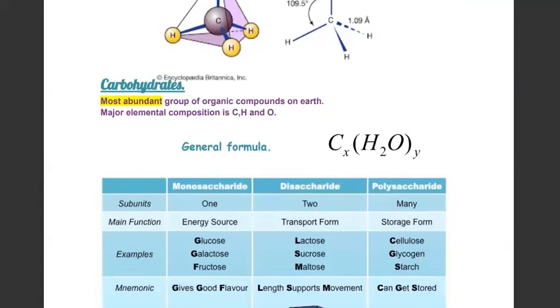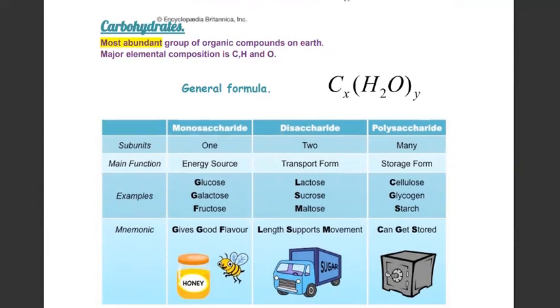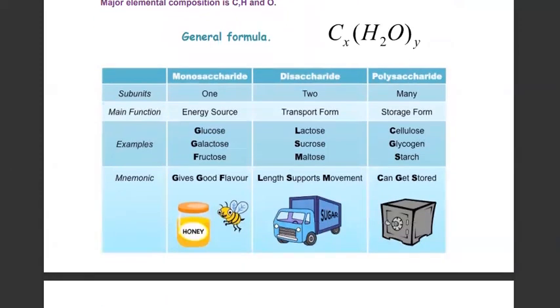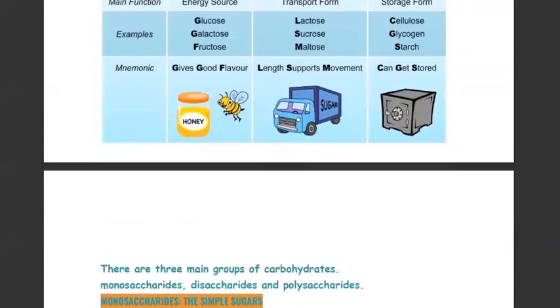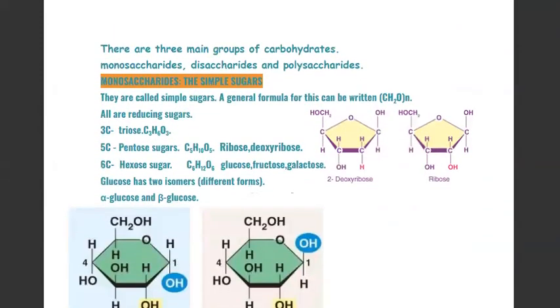Carbohydrates. Most abundant group of organic compounds on Earth. Major elemental composition is C, H, and O. General formula. There are 3 main groups of carbohydrates: monosaccharides, disaccharides, and polysaccharides.